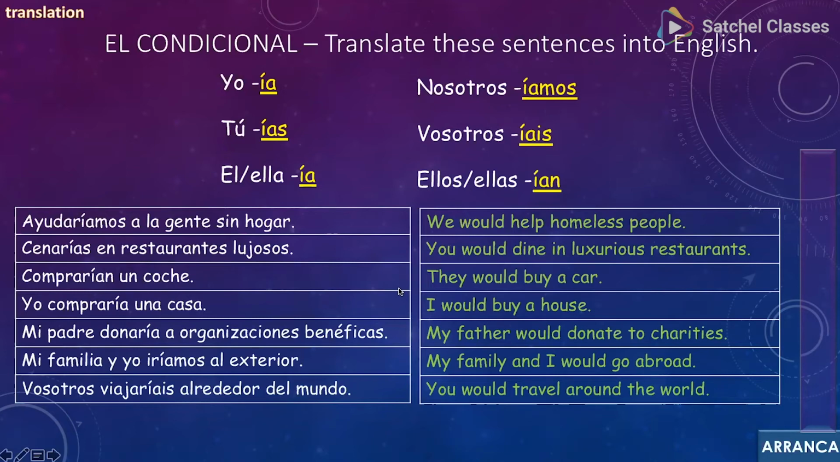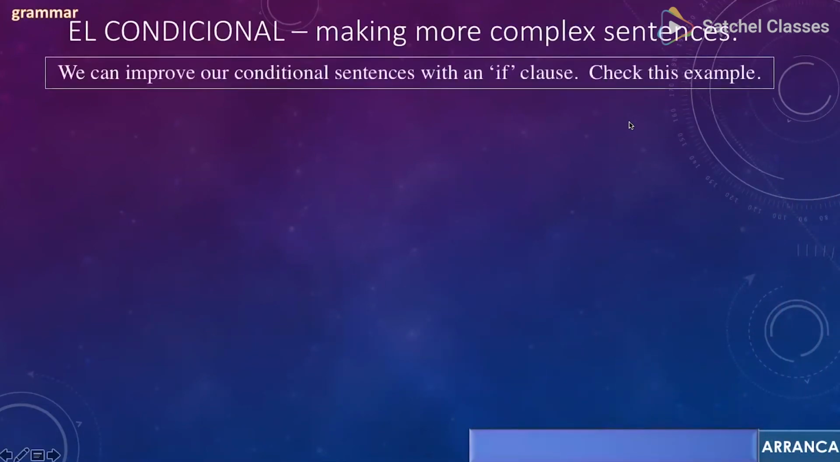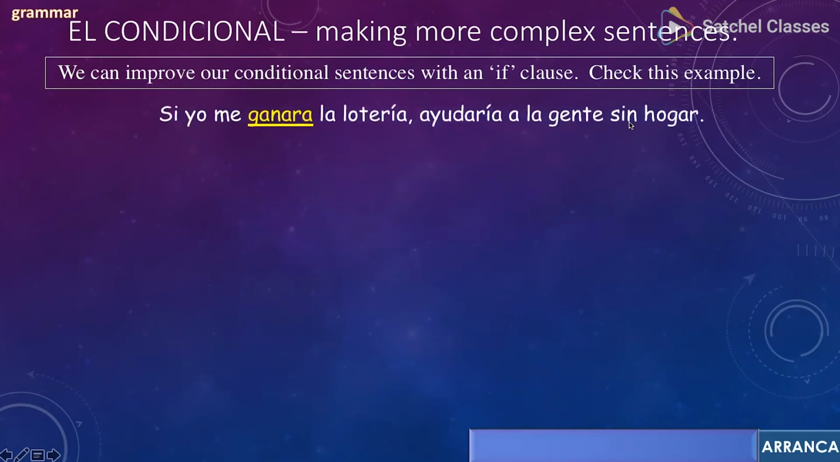And finally, you would travel around the world. That would be vosotros viajaríais alrededor del mundo. Now, these are sentences, all of them in conditional tense. Now, what if we wanted to make it even more complex? We can improve our conditional sentences with an if clause. Check this example. Si yo me ganara la lotería, ayudaría a la gente sin hogar.